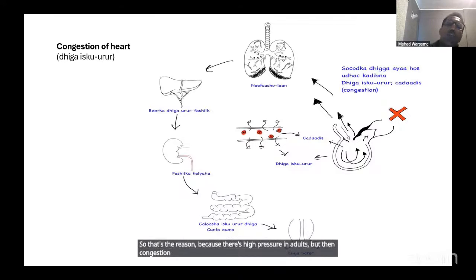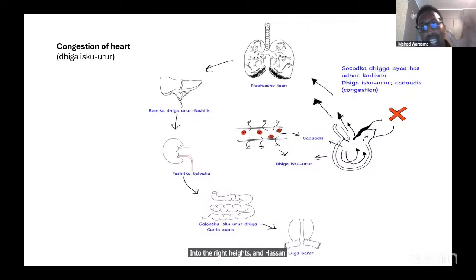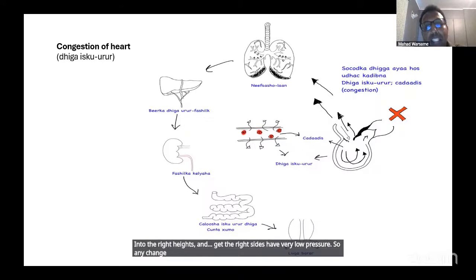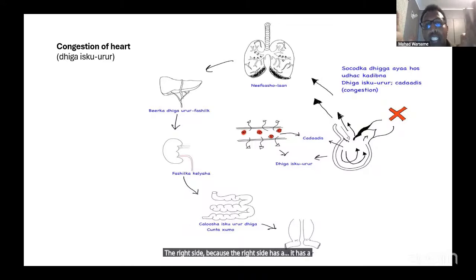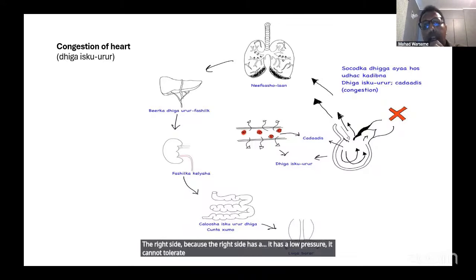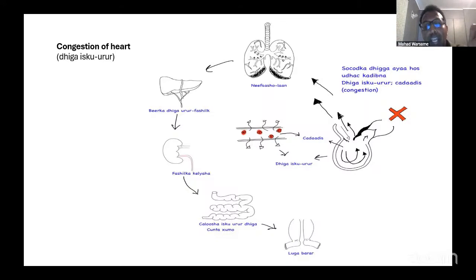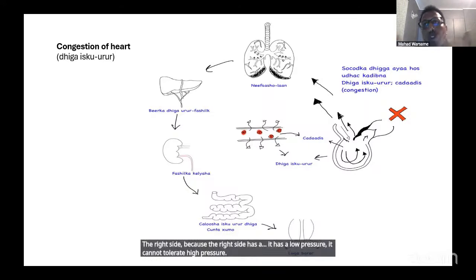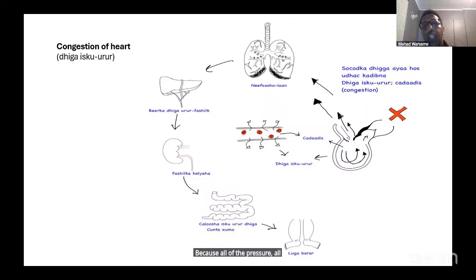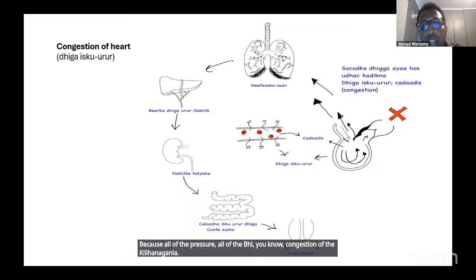That congestion will go back into the right side. The right side has very low pressure. So any change in pressure in the left heart will automatically go back to the right side, because the right side has a low pressure. It cannot tolerate high pressure. Marka waxa dhacaya congestion of beerka xataa biyo badan ka buuxsamaya. Kaliyaha fashilka ba ku dhacmaya, because all of the pressure, congestion of the kaliyaha noqonaya.